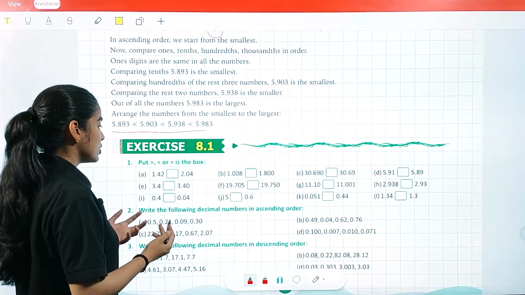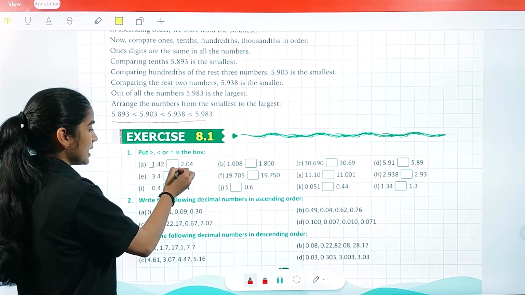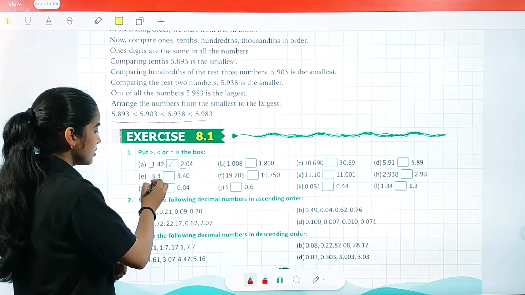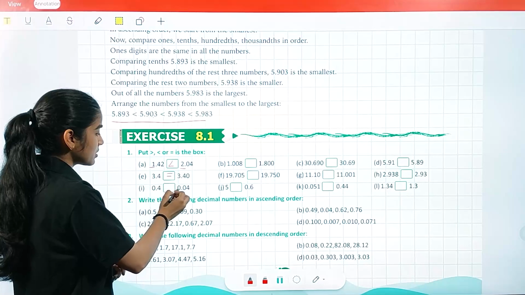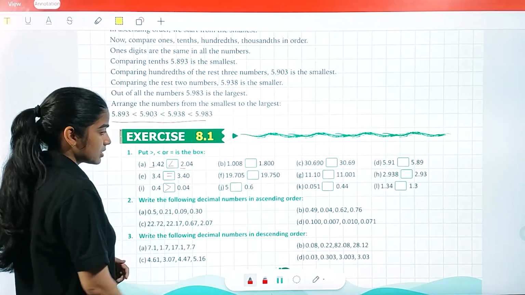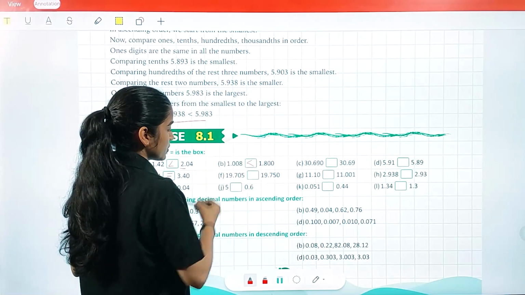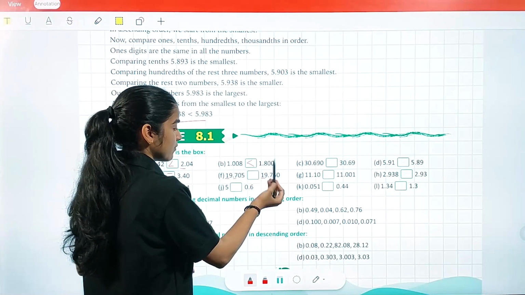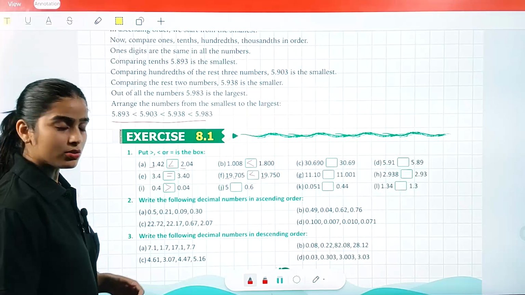Now we have our exercise 8.1. Put the sign greater, smaller, lesser or equal in the boxes. So 1 and 2, as per the rules, this one is greater. 3.4 and 3.40 both are equal. 0.4 and 0.0, this one is greater. 1.008 and 1.8, this one is greater. 19, 19 same. 7, 7 same. 0 and 5, which one is greater? This one.